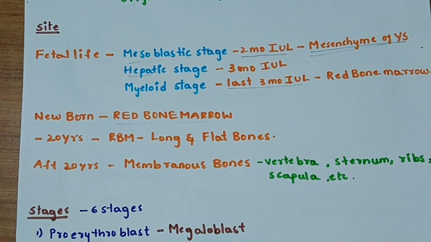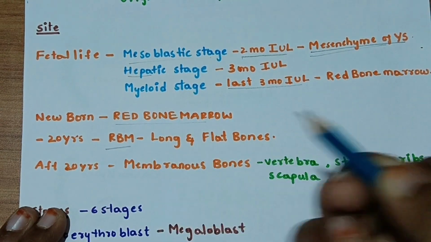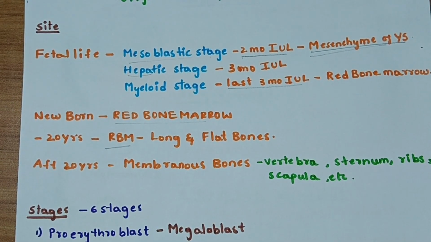In the adult, up to 20 years, the RBCs are synthesized from the red bone marrow of long bones and flat bones. Examples of long bones are the femur, tibia, humerus and radius. An example of a flat bone is the scapula. So from birth to 20 years, RBCs are synthesized from the red bone marrow of long and flat bones.